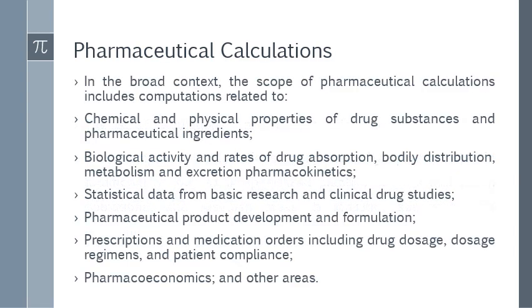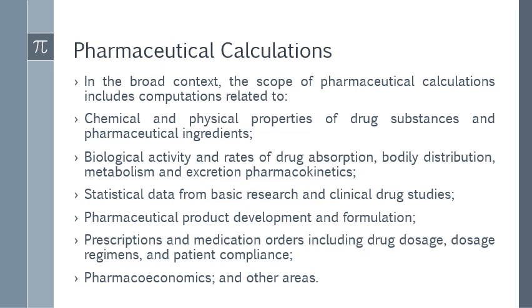If we further elaborate, the pharmaceutical calculations that are used by the pharmacist may include the chemical and physical properties of drug substances and pharmaceutical ingredients. There are various formulas or calculations by which we can determine the chemical characteristics of the drug. We can determine the physical properties of the drugs, and after the determinations and further calculations, the specific quantity of that ingredient or chemical substance can be used in the manufacturing of the pharmaceutical products.